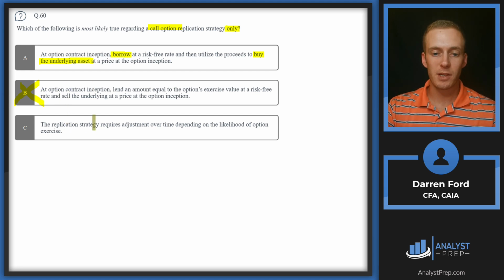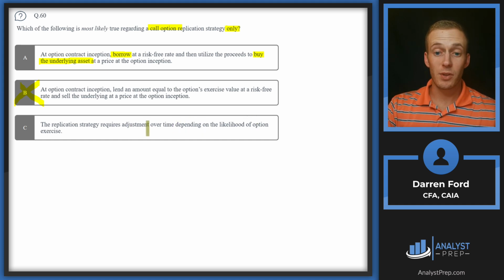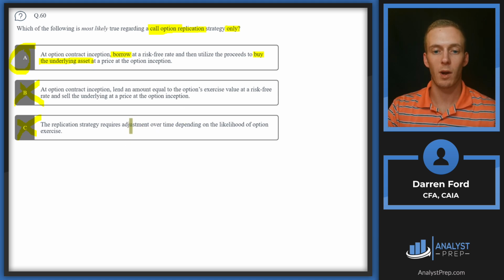C, the replication strategy requires adjustment over time depending on the likelihood of option exercise. So this is true. This is where it gets tricky because this is true regarding call option replication. But the answer ultimately goes with A because this can be applied to both puts and calls. We're going to have to be making adjustments no matter what replication strategy we are doing. So since it's call option only, we will go with A.